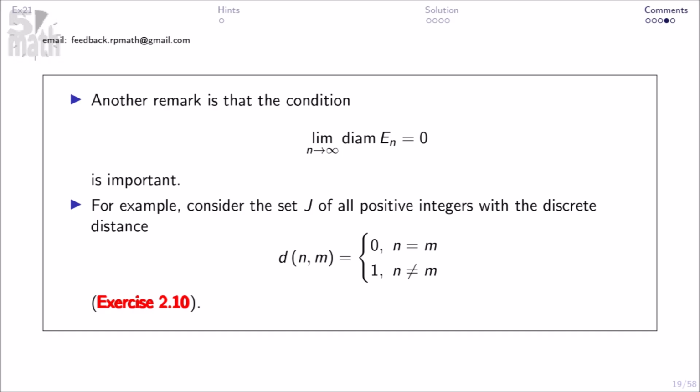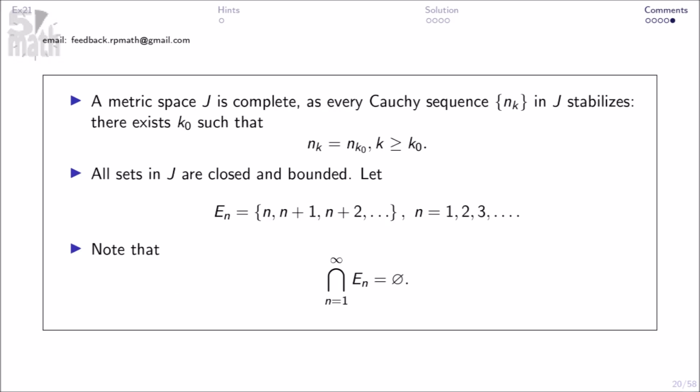Another remark is that the condition limit n to infinity diam En equals 0 is important. For example, consider the set J of all positive integers with the discrete distance here. Exercise 210. A metric space J is complete as every Cauchy sequence Nk in J stabilizes. There exists K0 such that this. All sets in J are closed and bounded. Let En equals this for n equals 1, 2, 3, and so on.